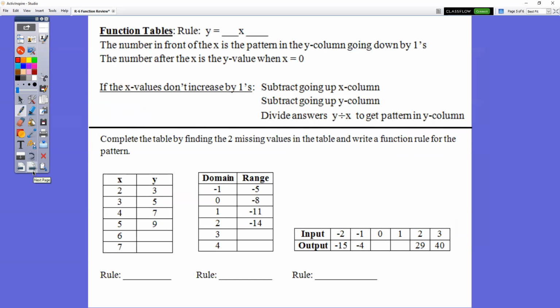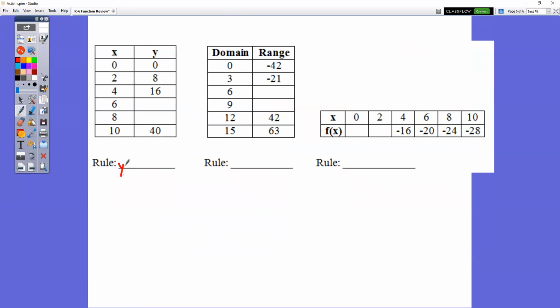The next type of question that you have today are function tables. When you have a function table, you need to find the 2 missing numbers in the table, and you need to write the rule. Remember, when you go to write the rule, your rule always has a y equals and an x. So I'm actually going to go through right now and put all my y equals and my x's in there right away, because I know that I always have a y equals and an x.